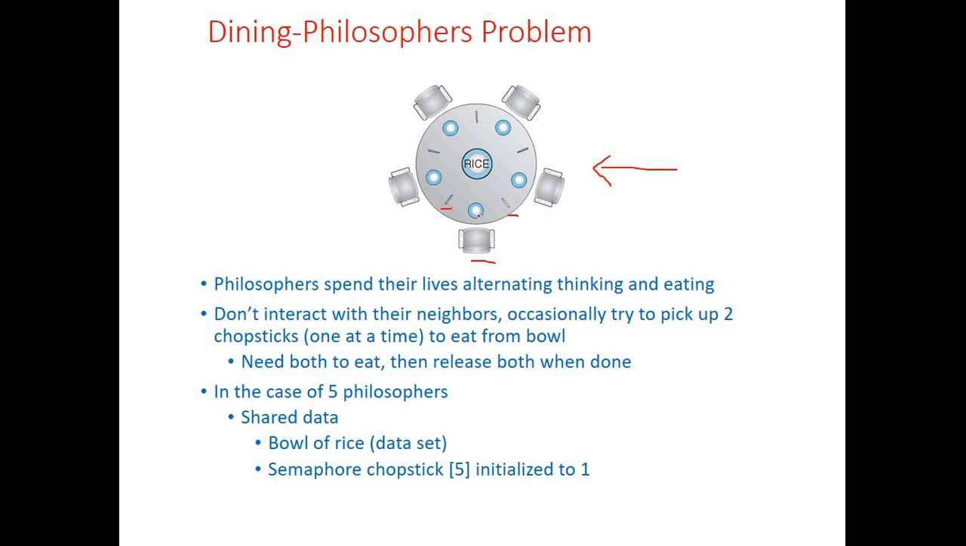Once he completes eating, he releases both the left and right chopsticks. He can take the rice from the center of the table only when both the chopsticks are available. Initially, the chopsticks are initialized to 1. That means the chopsticks are available. Then the philosopher picks the left chopstick first, then he picks the right chopstick, then he takes the rice from the bowl and he will be in the eating state. Once he completes eating, he releases the left chopstick and then the right chopstick.